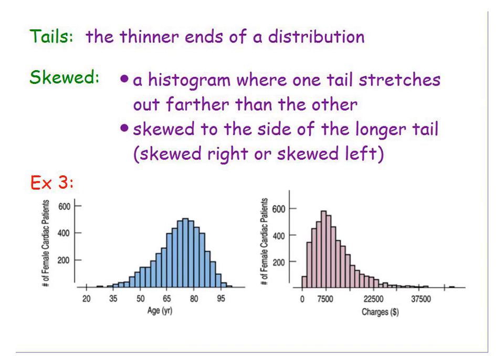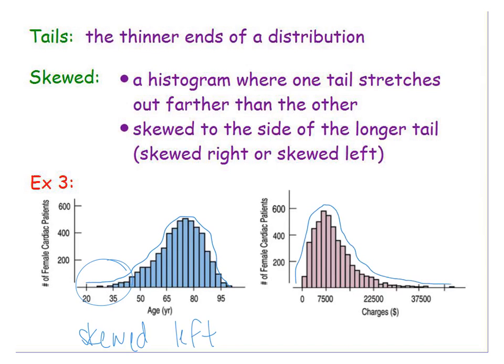So if you look at example 3, this graph, there's a tail here, whereas this side doesn't really have a tail. This tail means that this one is skewed left. Whereas this one goes up and then it's got this long tail over here. This would be skewed right because the tail is on the right. So whichever side the tail is on is the direction that it is skewed.